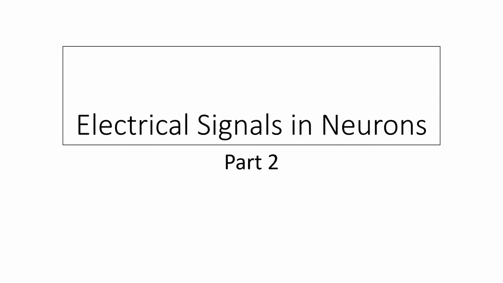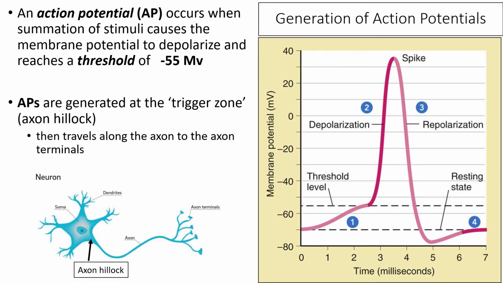In this PowerPoint, we'll continue with the electrical signal creation in neurons and look at the action potential in more detail. An action potential occurs when the summation of stimuli on the neuron causes the membrane potential to depolarize and reach a threshold of negative 55 millivolts. So remember, the resting membrane potential is negative 70 millivolts.